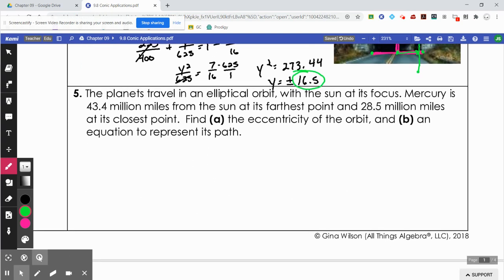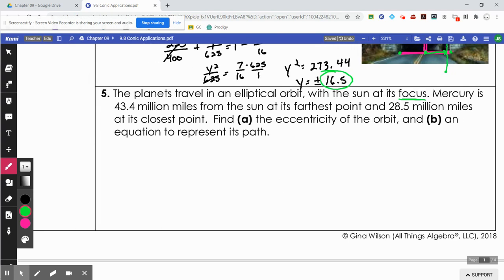Okay, number 5 says the planets travel in elliptical orbits with the sun at the focus. Be careful, the sun is not the center, the sun is the focus. Mercury is 43.4 million miles from the sun at its farthest point and 28.5 million miles at its closest point. Find the eccentricity, and remember that's c over a, of the orbit and an equation to represent its path.